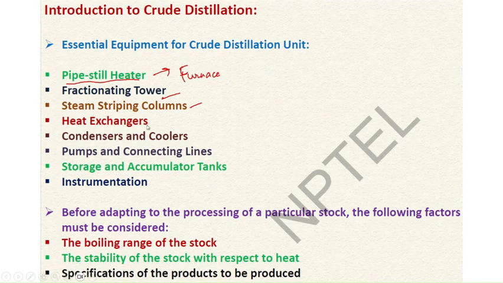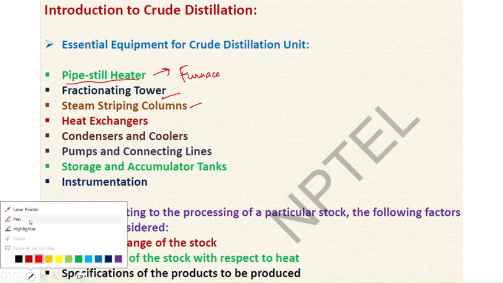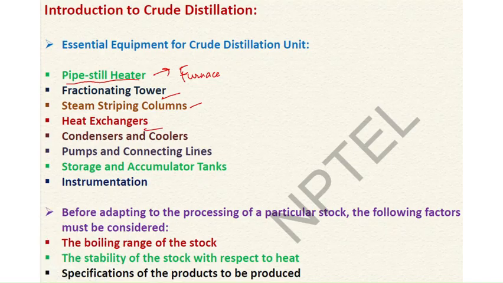Then there are heat exchangers for heating and cooling purposes. Then condensers and coolers are there for similar things, for the condensation and cooling of the vapor. Then pumps and connecting lines are there. Storage and accumulator tanks are also very important components for the storage of our final products, as well as for transportation purposes. Various other instrumentation is also involved in the crude distillation.